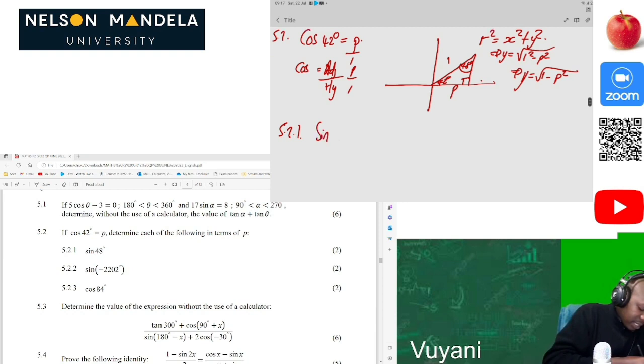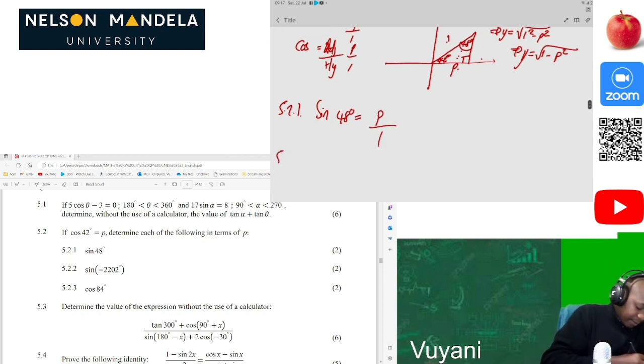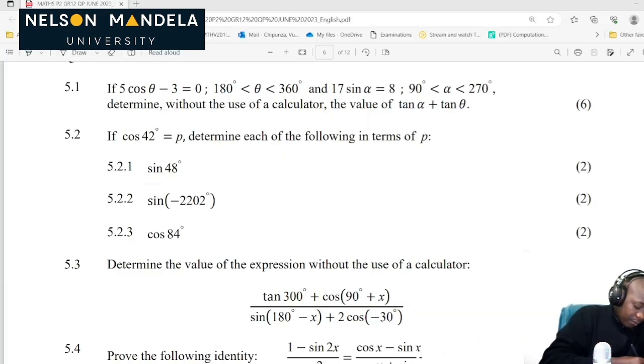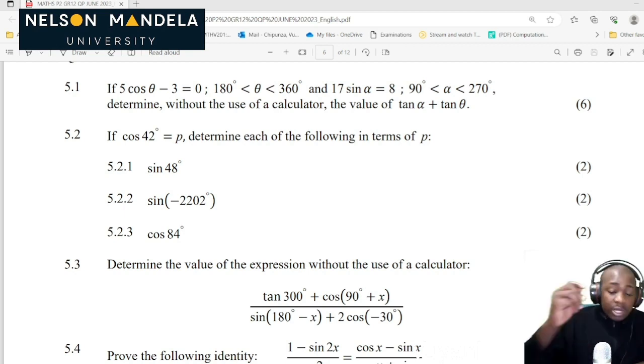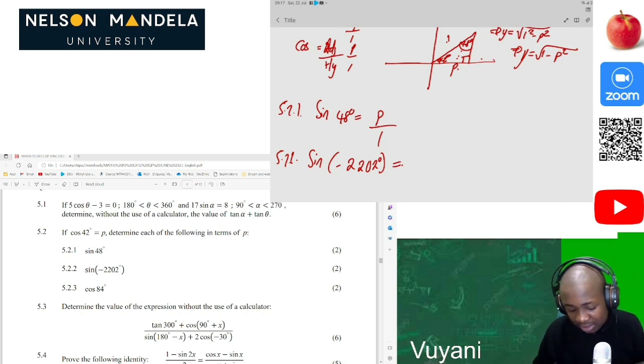So sine of 48 degrees will be equal to what? P over 1, opposite over hypotenuse. Then we are done. 5.2.2, we need sine of negative 2202 degrees, which is equal to what? Now this is just trying to confuse us, guys. Like literally they're just trying to confuse us.